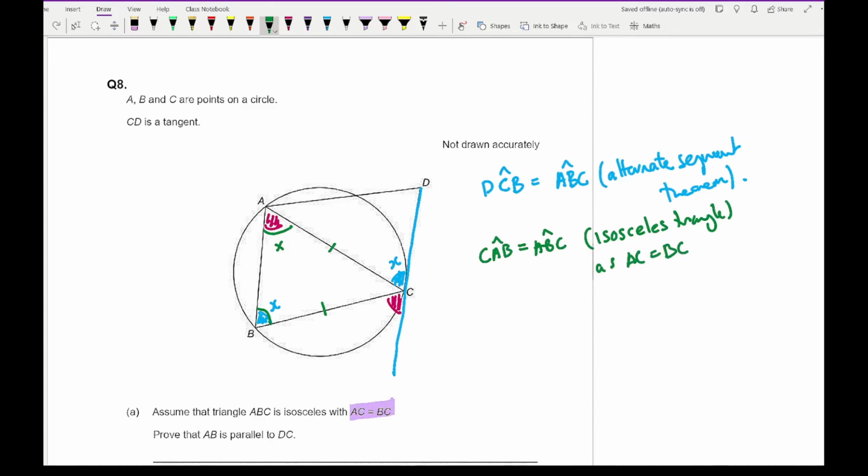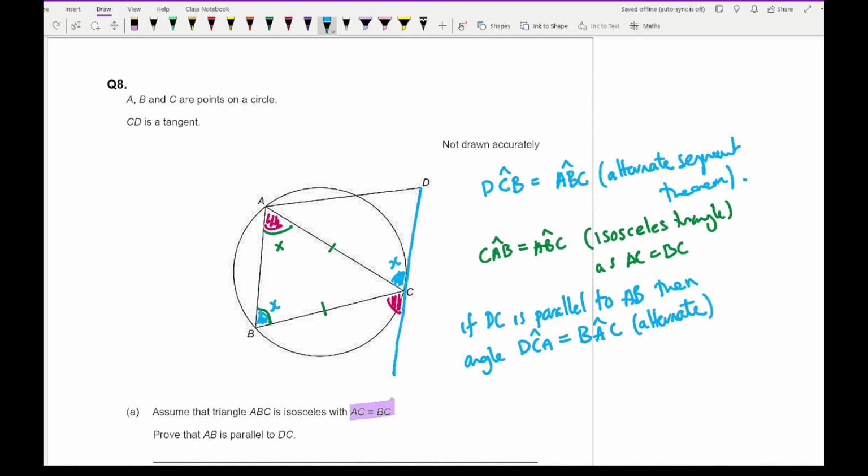Now, if the two lines are parallel, so if DC is parallel to AB, then angle DCA should be equal to angle BAC. And the reason for that is because they are alternate. And as you can see from the diagram, this angle here is the same as this angle here because they're both x, which they are.